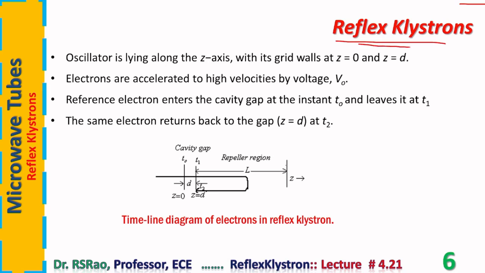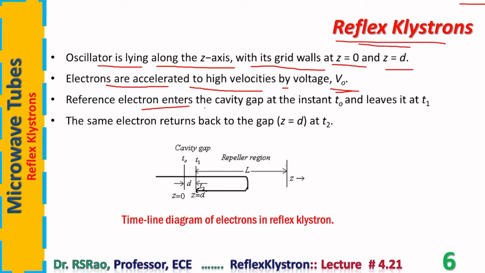In the analysis of reflex klystrons, usually we follow a certain reference. The oscillator is assumed to lie along the z-axis with its grid walls at z equal to 0 and z equal to d. Electrons are accelerated to high velocities by voltage V0. So V0 always refers to the accelerating voltage.